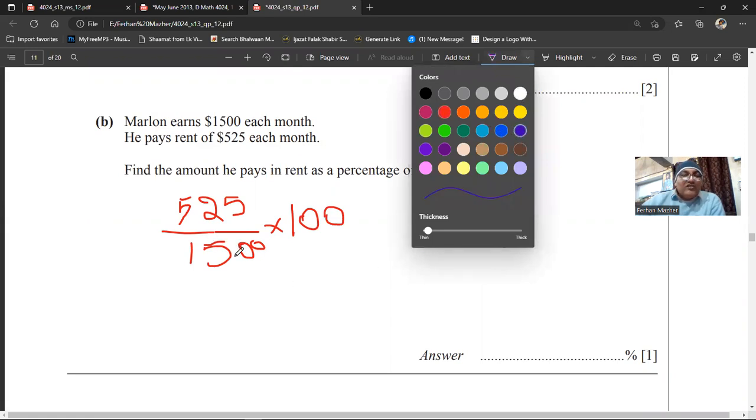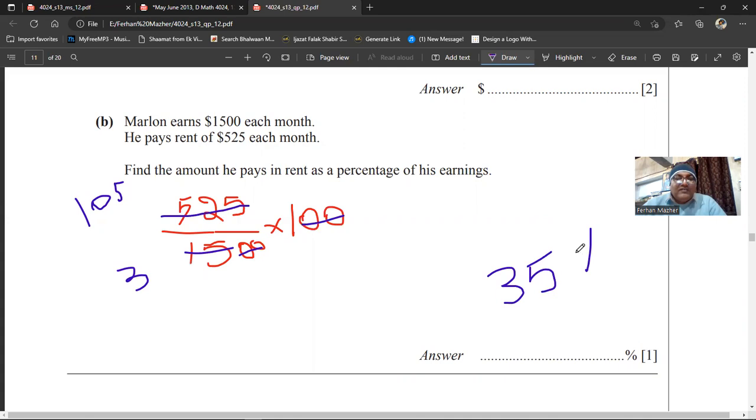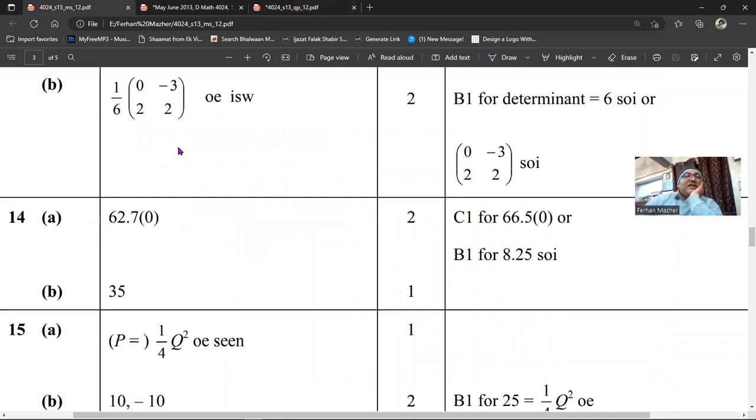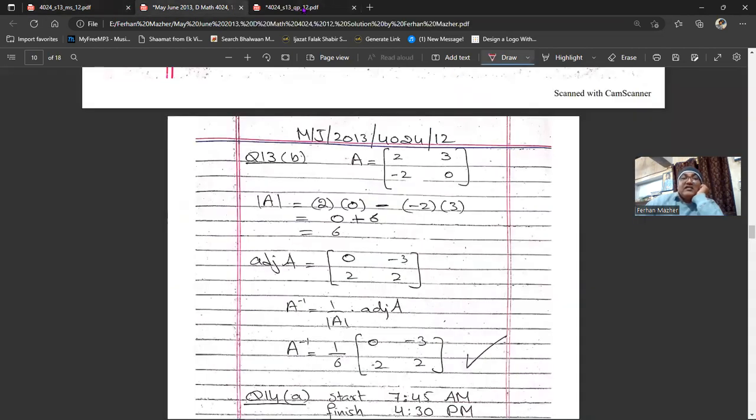Okay. So now you see this 00 and this 00 will be cancelled. So I can use the table of 5. So this will be 5 ones are 5, and 5 fives are 25. And this will be 5 threes are 15. Okay. So 105 divided by 3, and that will be 3 threes are 9 and 15. So 35%. 35% is the right answer, sir. 35%, my answer is right. Question number 14, A part, 35% is the right answer.